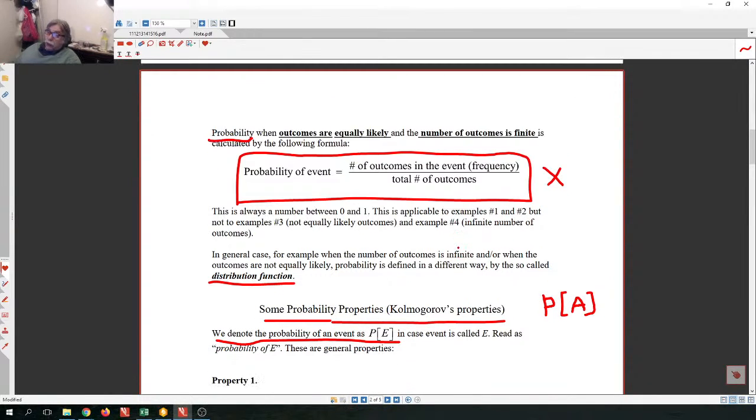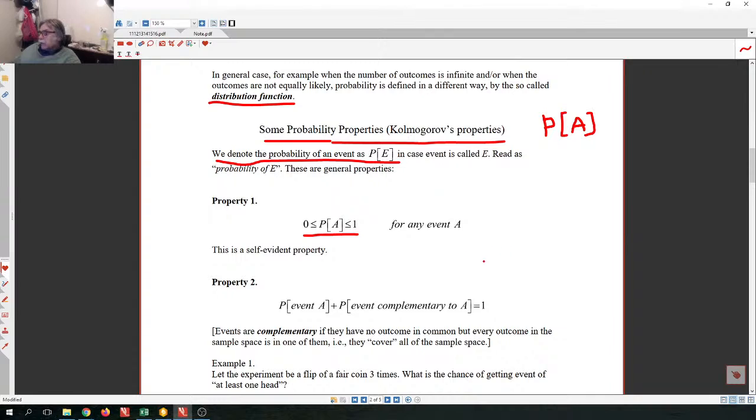And it could not be negative because area cannot be negative. So this is what has to happen. Number 1, the probability for any event assignment will be between 0 and 1. Okay? I said this is a self-evident property.